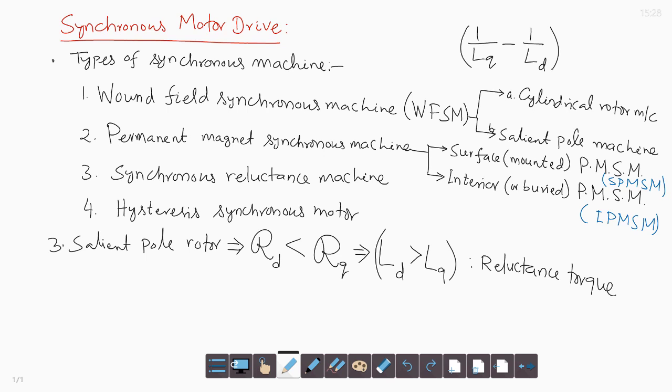In hysteresis synchronous motor, it is employed for low power applications requiring smooth start and quiet operation. That is about the hysteresis synchronous motor.